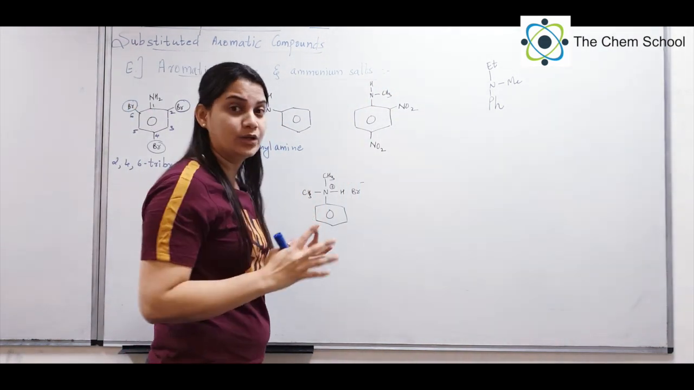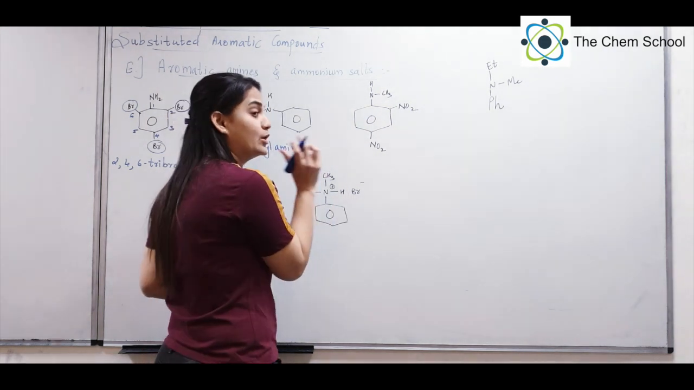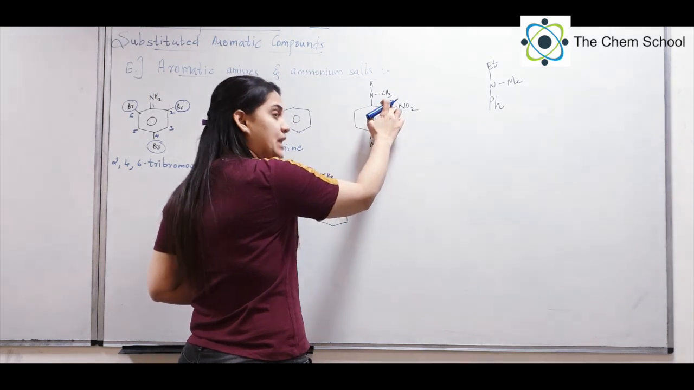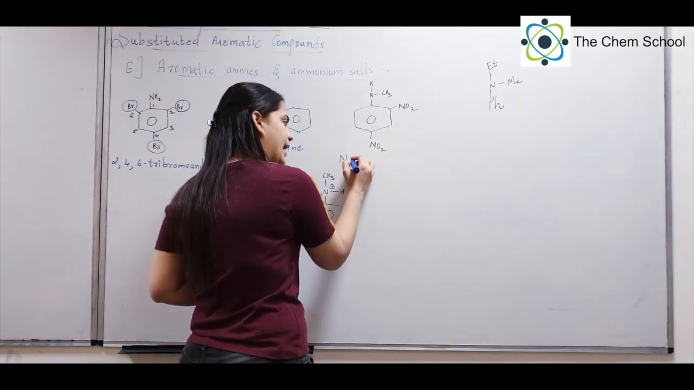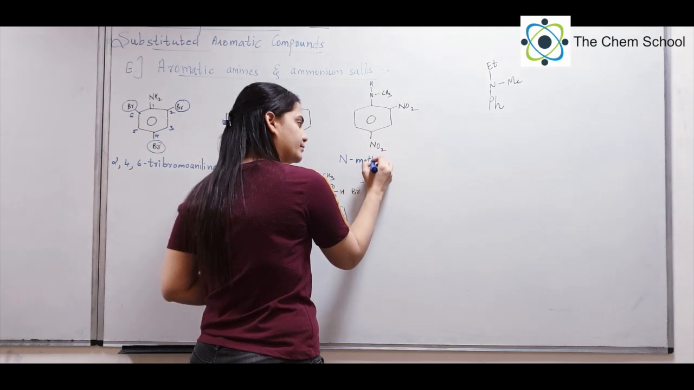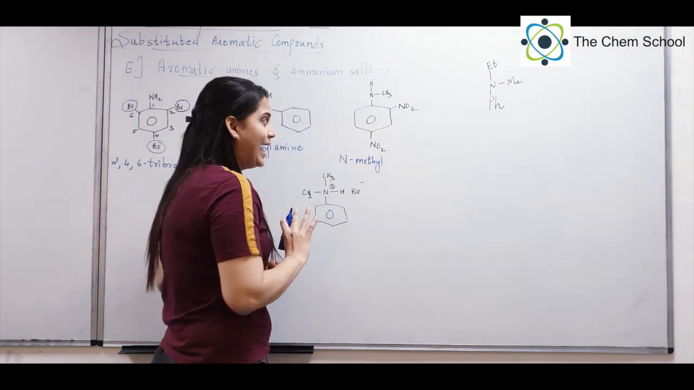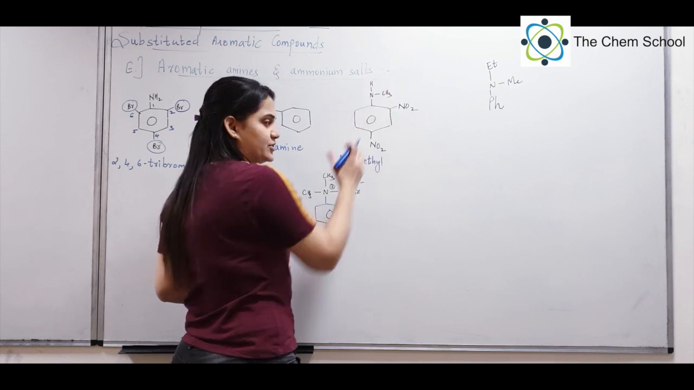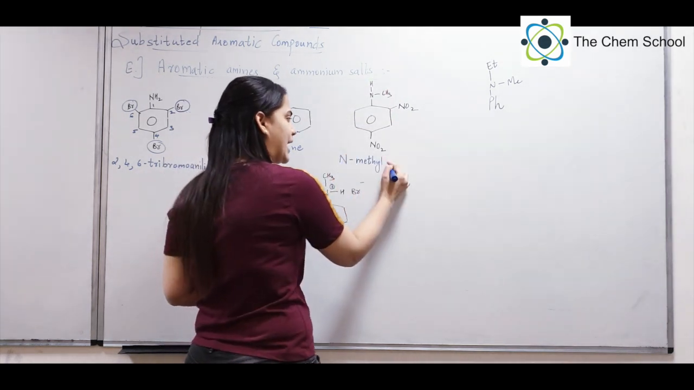So how do we write down the name of the secondary amine? First write down the name of the substituent. N has this CH3, so N-methyl. So the name becomes N-methyl, right? And then you will have this particular thing, that is benzene with NH, that is your aniline. So N-methylaniline.